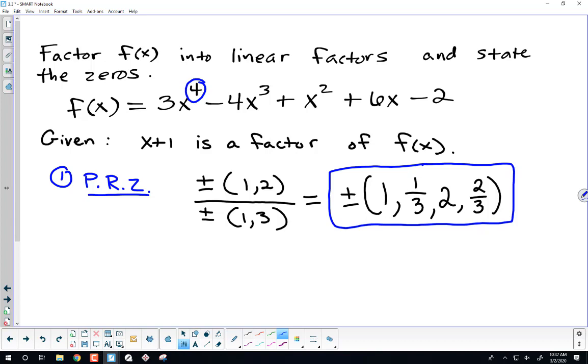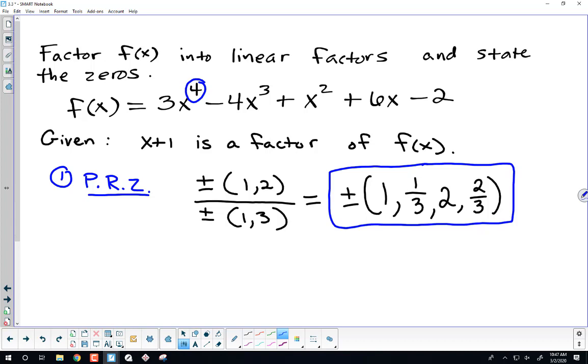This one is a little bit complicated. I did the synthetic division with x plus 1, and the remainder is 0. Did you use -1? Yeah. -4, 1, 6. Okay, well let's check it out and see.